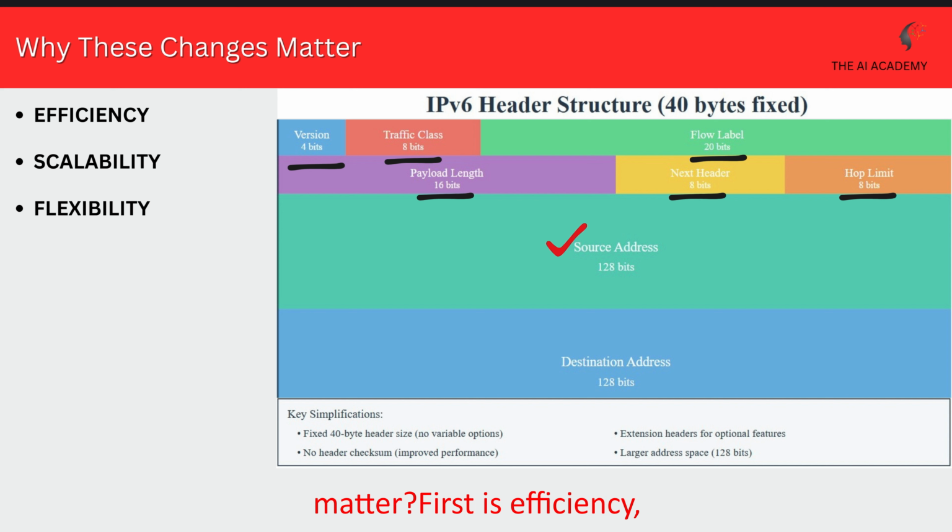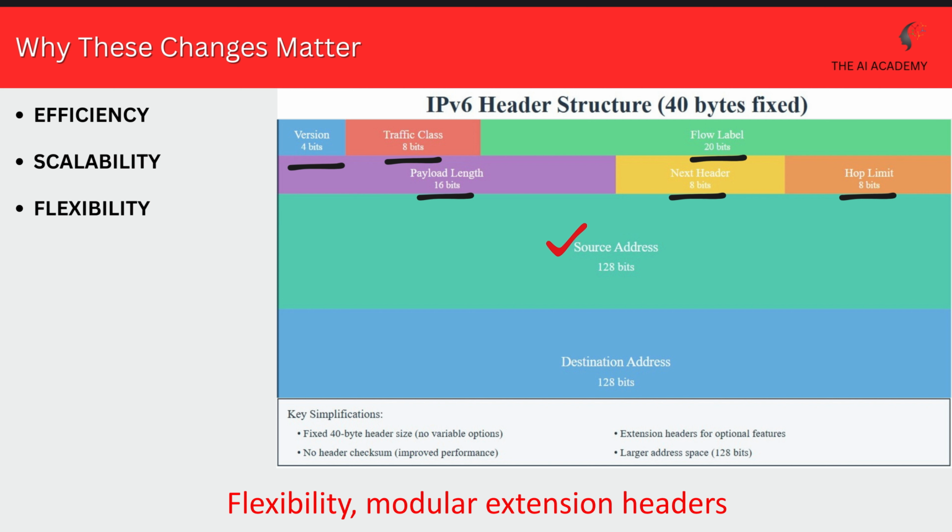Why do these changes matter? First is efficiency. The streamlined design reduces overhead, speeding up processing at each hop. Scalability. 128-bit addresses ensure IPv6 can handle global demand for IP addresses.